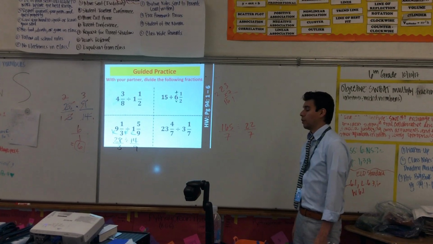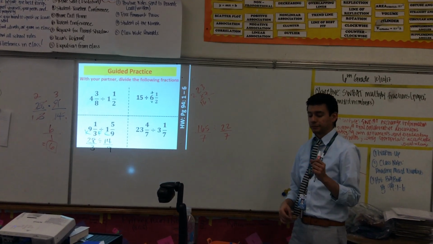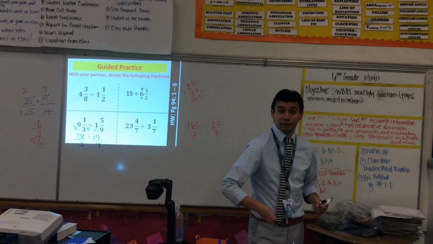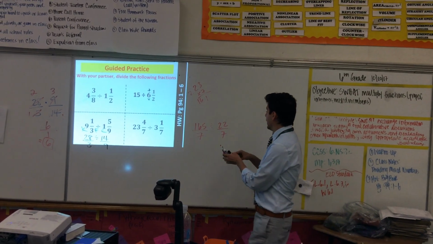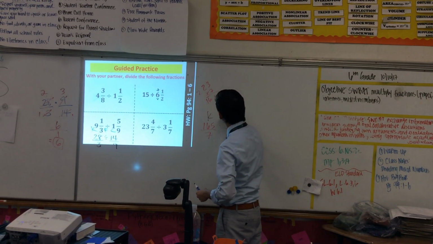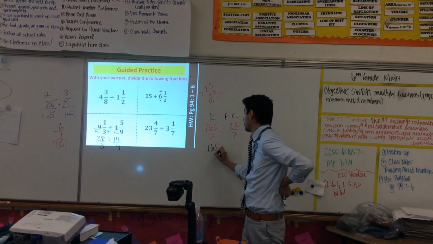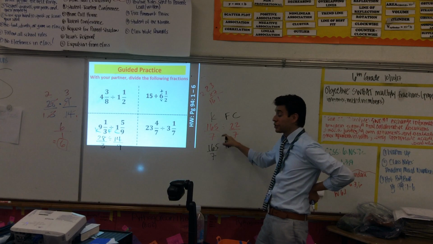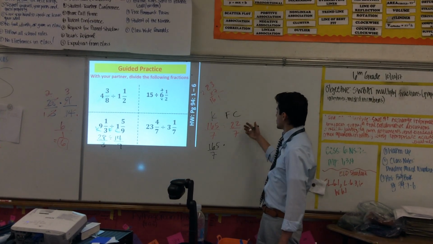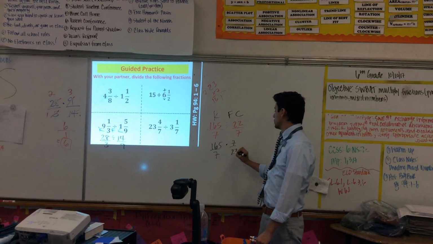Okay, so what restaurant do we go to when we're dividing fractions? KFC. Good. You deserve a chip. So then, KFC: keep, flip, change. We're going to keep the first fraction, horrible fraction. Change that division to multiplication. And then the reciprocal, 7 over 22.